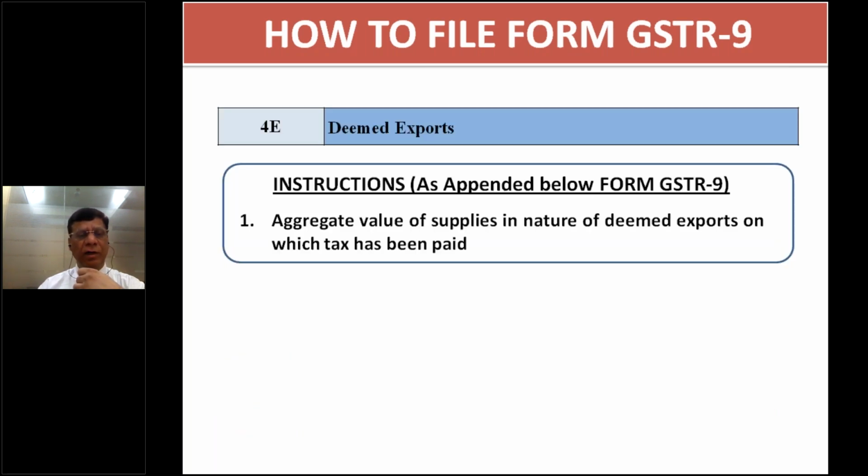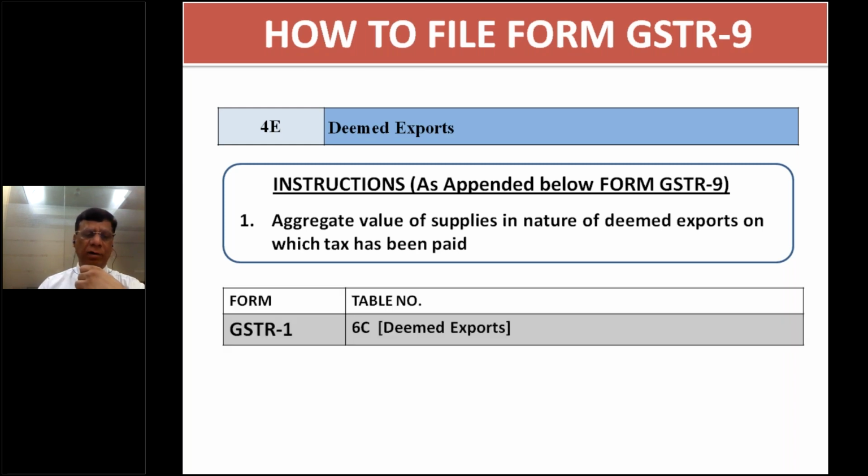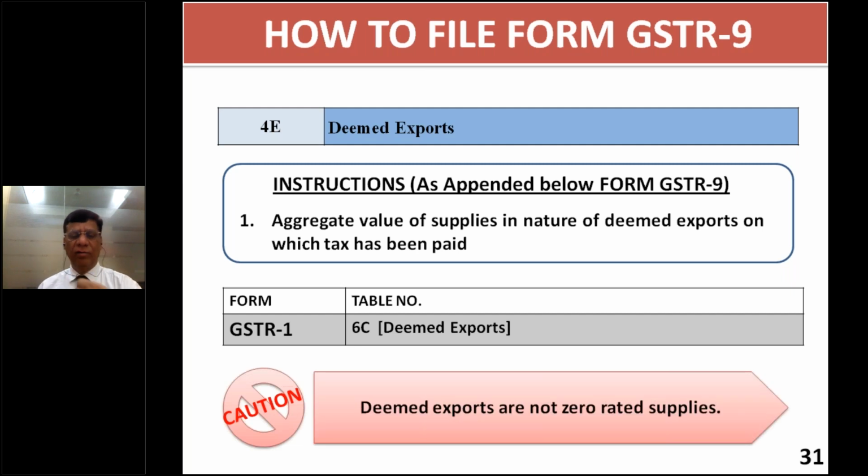Deemed exports. Aggregate value of supplies in nature of deemed exports on which tax has been paid. Deemed exports are not zero-rated. There is no two options in case of deemed exports, whether we have to pay tax or not. Deemed exports are taxable. So table 6C contains the details of deemed exports. Here we are giving caution that deemed exports are not zero-rated supplies.